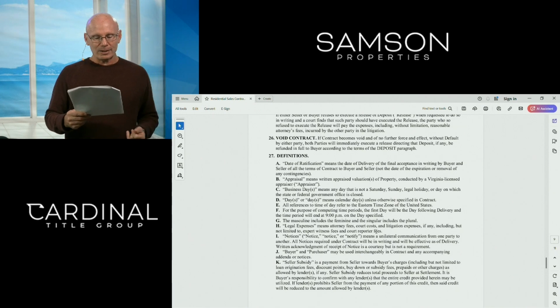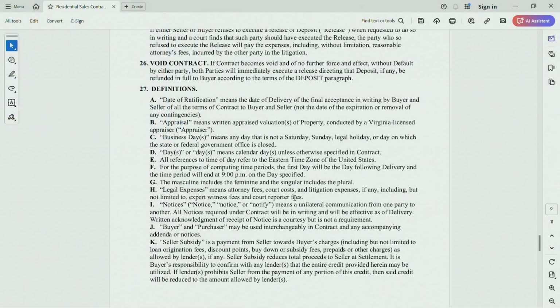Paragraph 9 is days, meaning calendar days. So whenever it just refers to days in your contract anywhere, it's talking calendar days, unless it denotes business days. Paragraph F, for the purpose of computing time period, the first day will be the day following delivery, and the time period will end at 9 p.m.